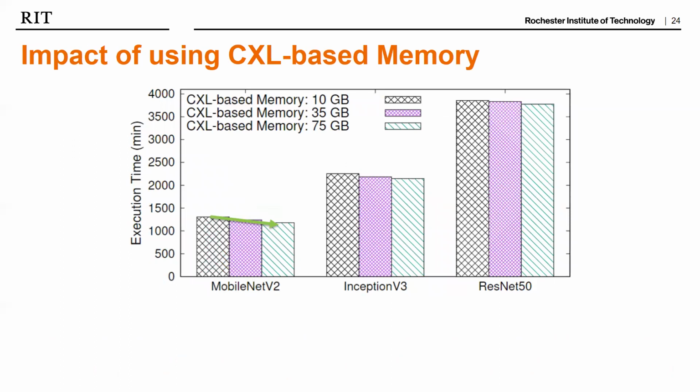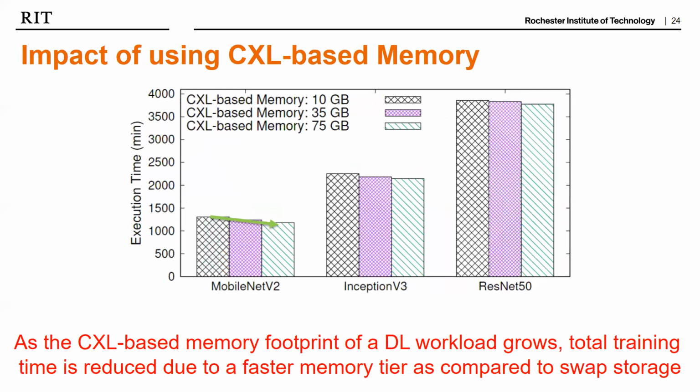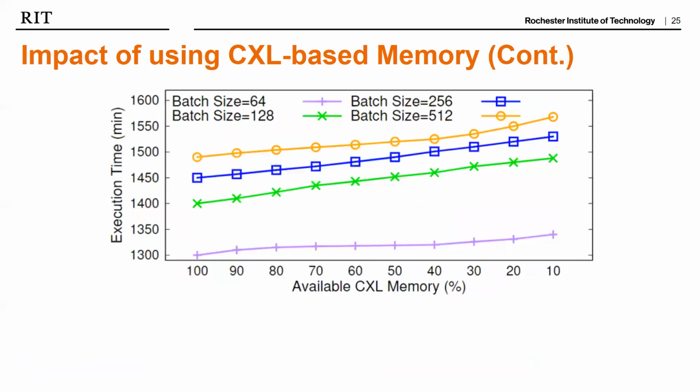Next, we also wanted to capture the impact of CXL-based memory allocations to the deep learning workload given a batch size of 64. We observed that as the workload uses more and more CXL memory in lieu of the slower swap storage, the execution time continues to decrease. So smaller CXL memory allocation resulted in excessive swapping to storage, which in turn resulted in an increased execution time for the given deep learning workload.